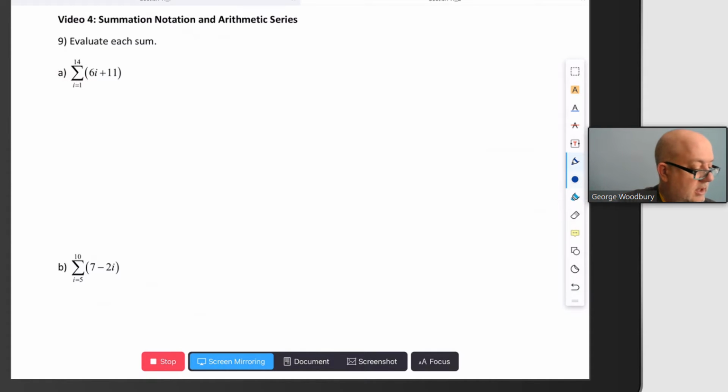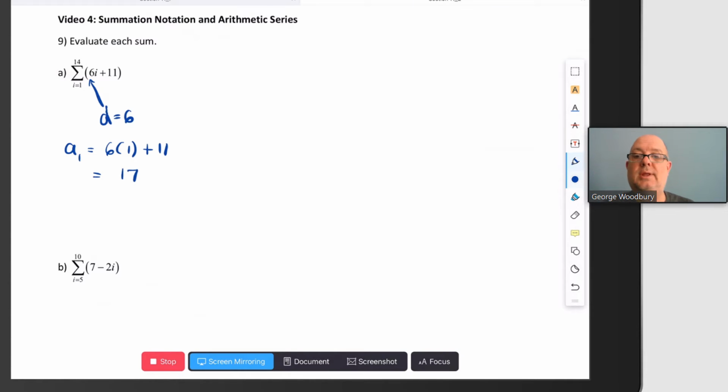The 6 is our value for d, because each time i increases by 1, this is going to increase by 6, kind of like slope, right? And so the common difference is going to be 6. What else do we need for a sum? We need to know what a sub 1 is. A sub 1 would be 6 times 1 plus 11. That's 6 plus 11, or 17.